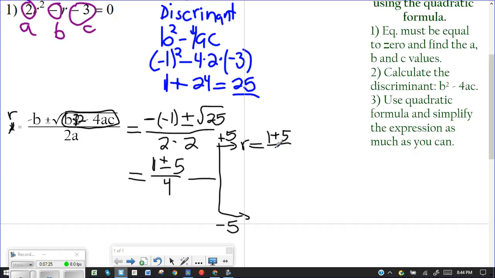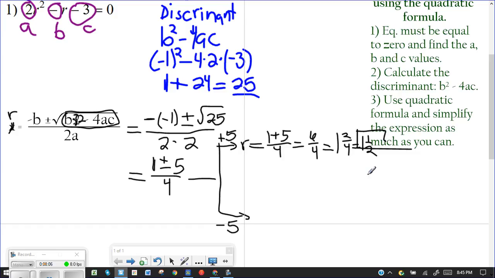divided by 4. And 1 plus 5 will give you 6, divided by 4. Now, how many times is 4 going to 6? 1. And 1 times 4 is 4. I need 2 more to make it to 6. And I can reduce 2 fourths, 2 fourths is 1/2. So one answer is 1 and 1/2. That is one answer.